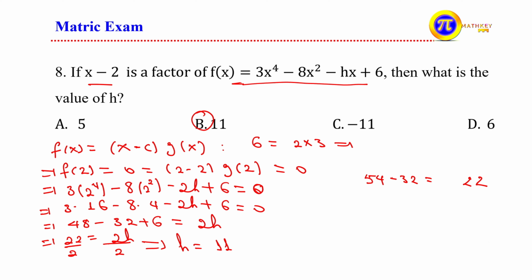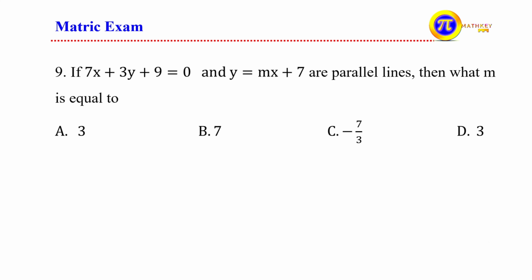So here, if it is said to be a factor, what do we do? The zero of this factor, x equal to 2, makes the given polynomial 0. In this way we can solve other problems as well. So the value of h is 11. Let us consider the next one.